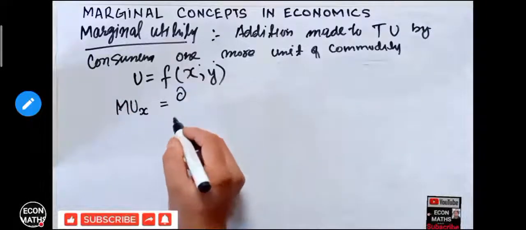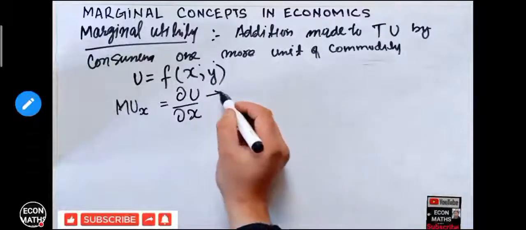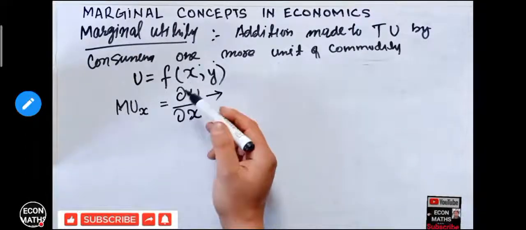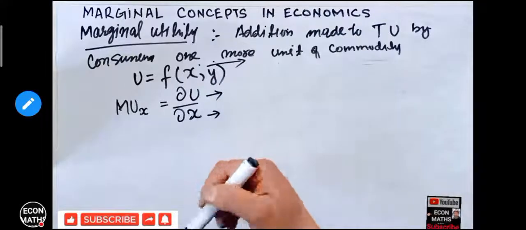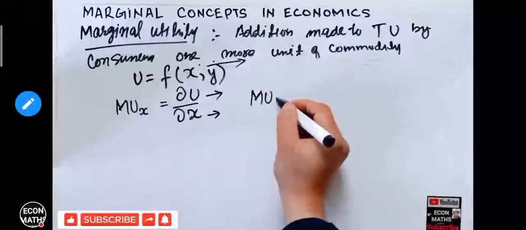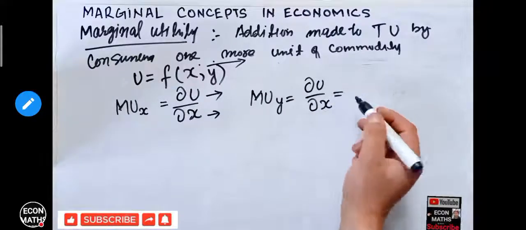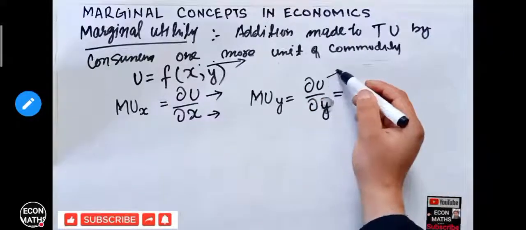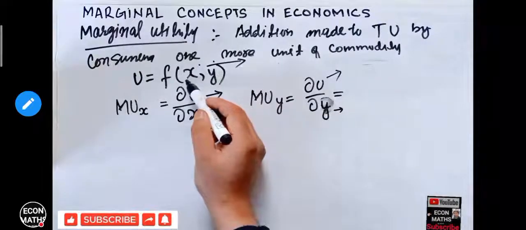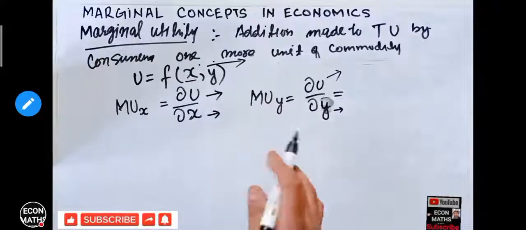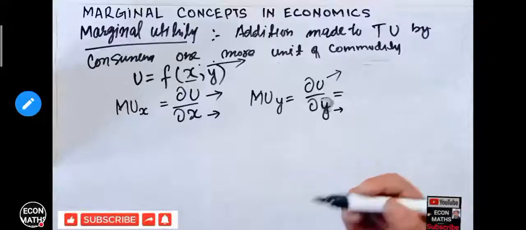We write it like this, du divided by dx, that means change in total utility with change in the units of commodity x, holding the utility from the other commodity constant. Similarly, du divided by dy means change in total utility with change in the consumption of good y, holding the utility from commodity x constant. So this is the essence behind finding partial derivatives. In a partial derivative, we assume the other variable is always constant.